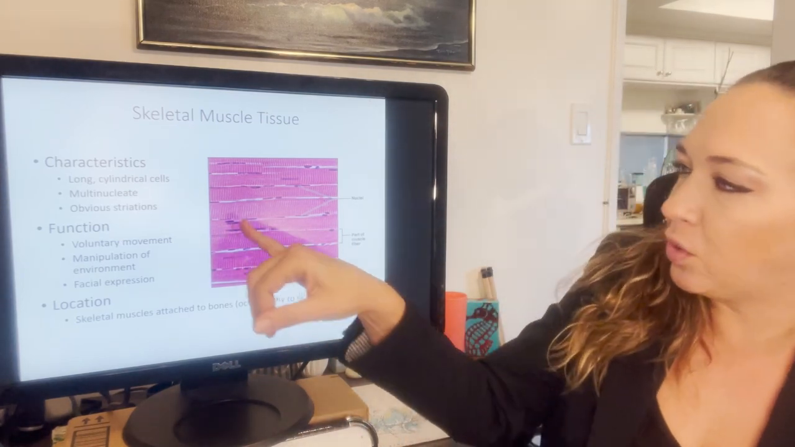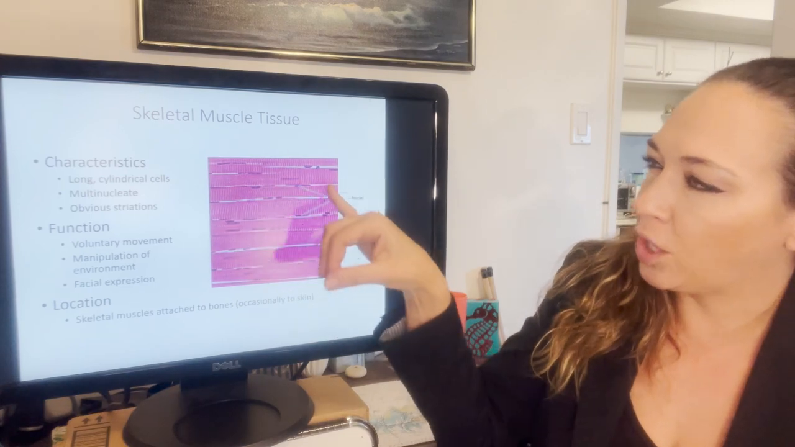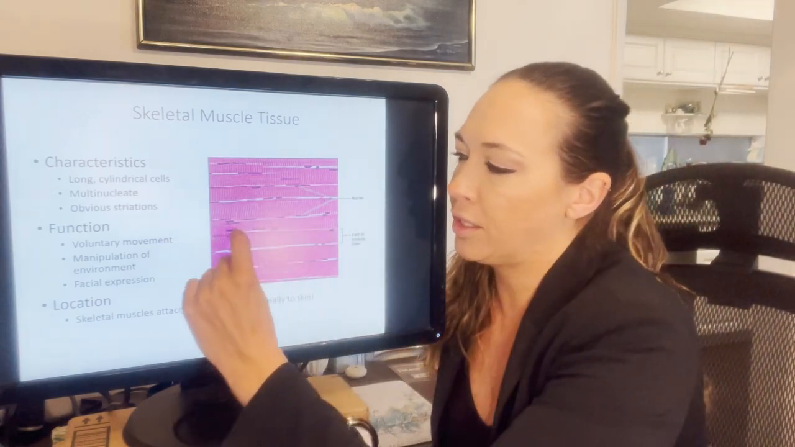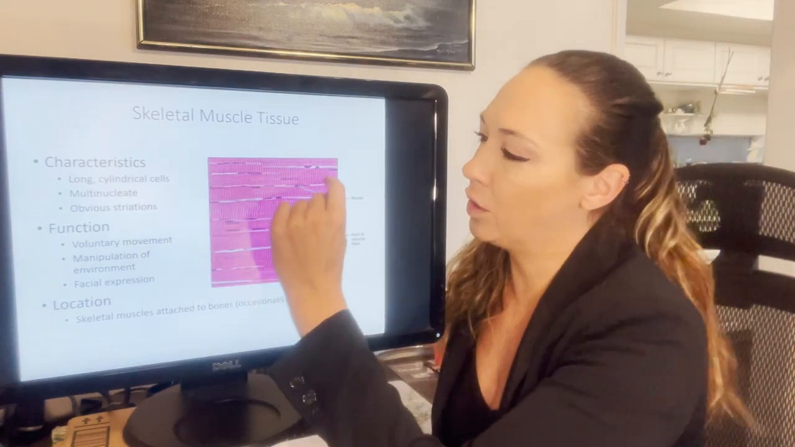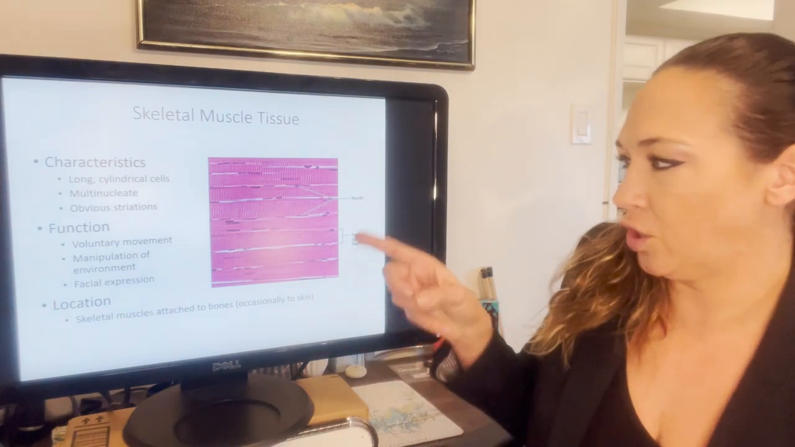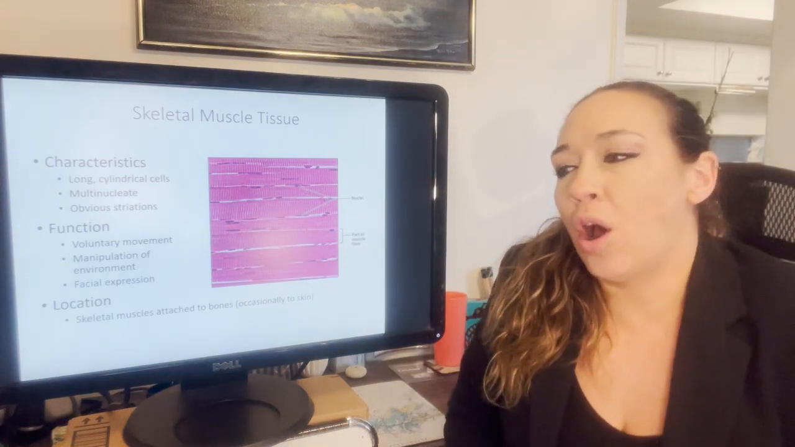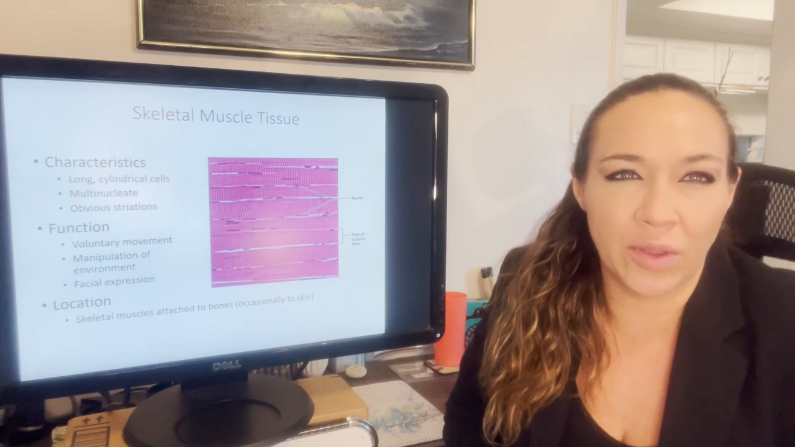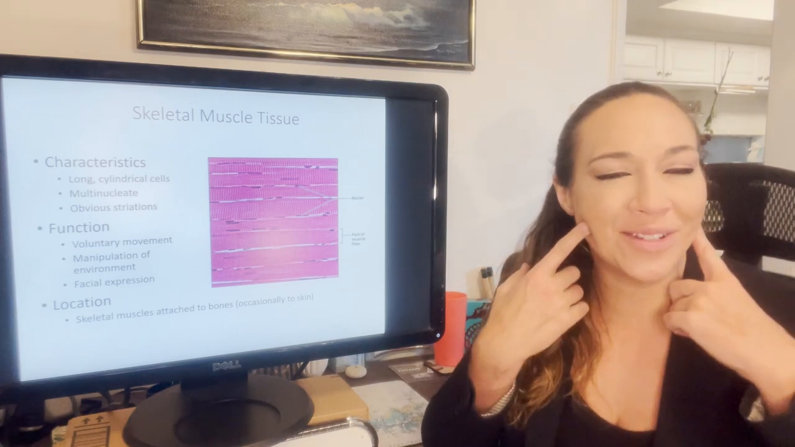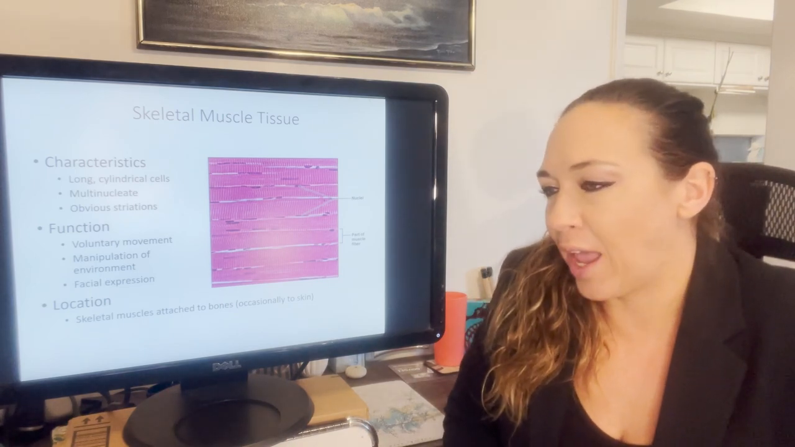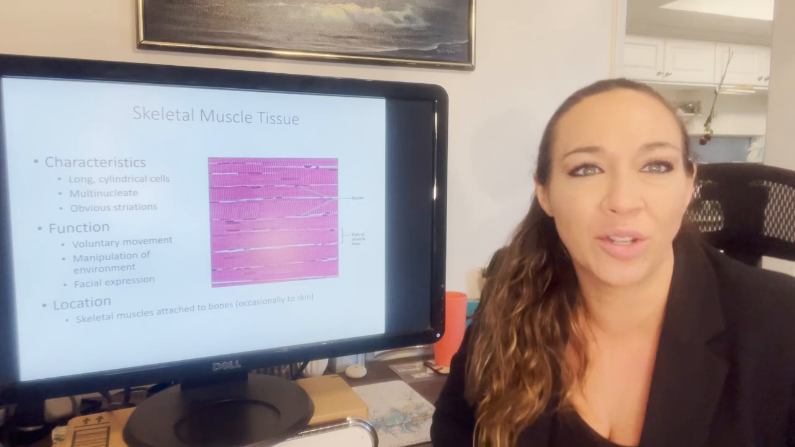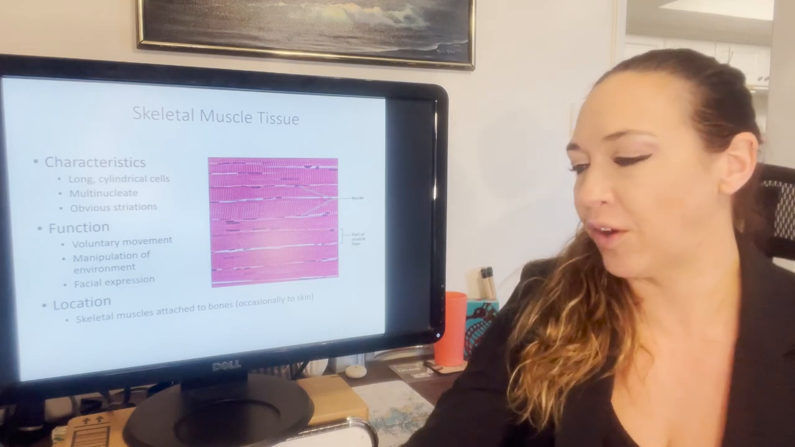Now they are multinucleated. You can see the multiple nuclei right here, as well as the obvious striations. Usually what we're looking at is these long cylindrical cells with the nuclei spread in between and the striations right here. These are used for voluntary motion. We talked about that. This is the skeletal system. You are choosing to move around. Your facial expressions are also controlled by this. Basically, these are any of your muscle tissues that are attached to your bones. Skeletal muscle, it's in the name, so it's pretty easy to identify where they're going to be.